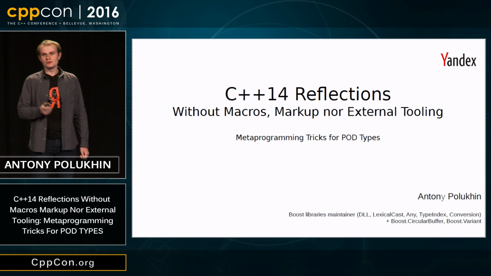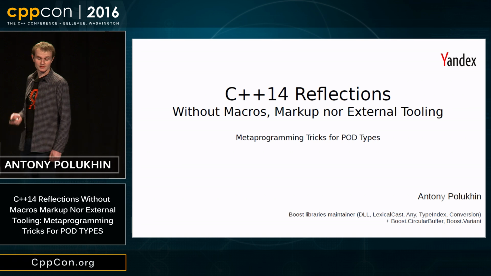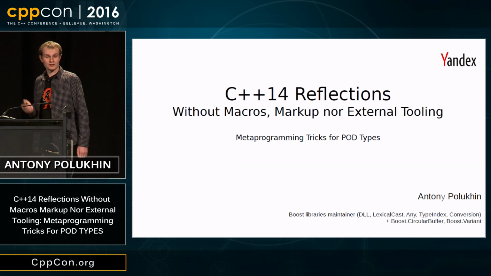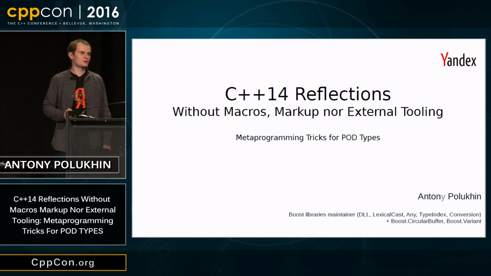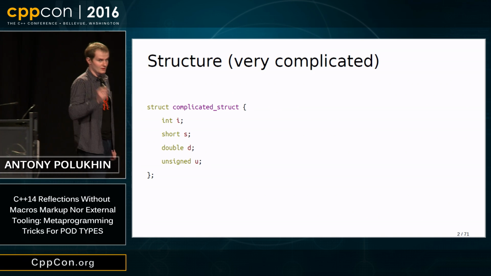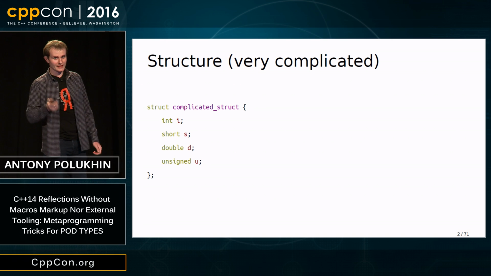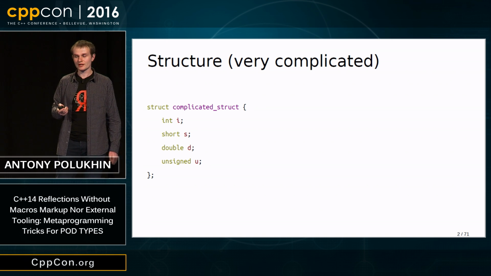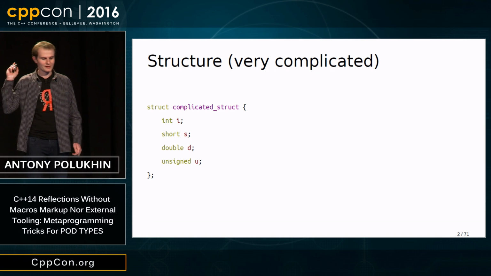So in an attempt to amuse you, I've come here with the most complicated talk I have. It's about reflections in C++14, how to implement them without macros, markup, or external tooling, mostly metaprogramming tricks. So here comes the introduction. Let's create some structure. It will be a plain old data structure, and let's name it a complicated structure. We've got a complicated talk, we will need a complicated structure.